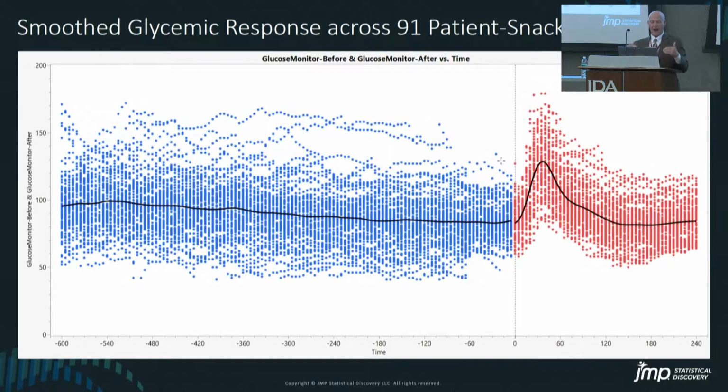And here's the average of all of these snack patient combinations, both before and after. You'll notice time goes from minus 600 to 0. That's the 10 hours before, and those dots are all 5 minutes apart. Then from 0 to 240 is the 4 hours of measuring the glucose response after they've had their snack.